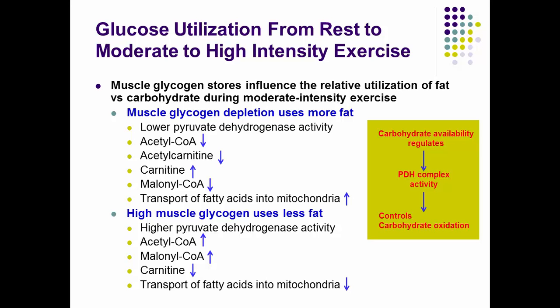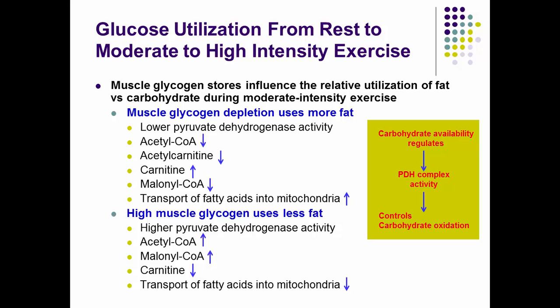If we don't have much glucose available from muscle glycogen, then the pyruvate formation will be reduced, right? Pyruvate actually is generated from glycolysis, glucose glycolysis. So this will decrease the pyruvate dehydrogenase activities. And then we have less acetyl-CoA produced, right? So acetyl-CoA levels decrease, and of course you have less malonyl-CoA formed.